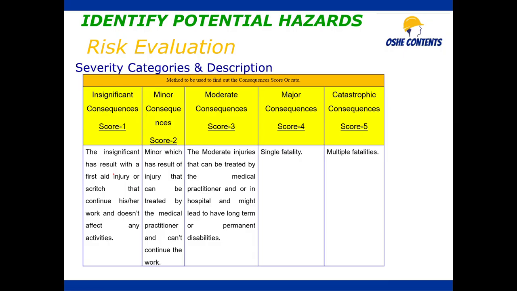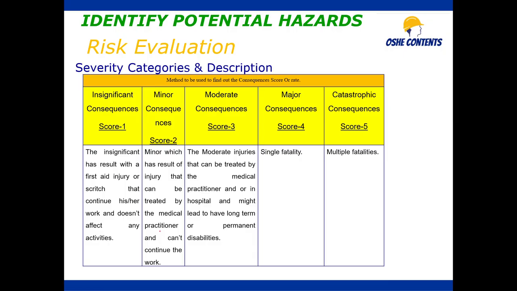So that can be LTI. So major consequences score 4. It's a fatality, single fatality. So they put single fatality at 4, and then there's 5, which is a result of multiple fatalities, which is called catastrophic consequences. So that will be 5.